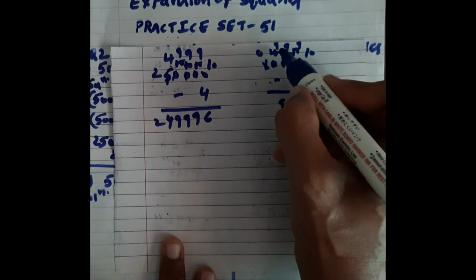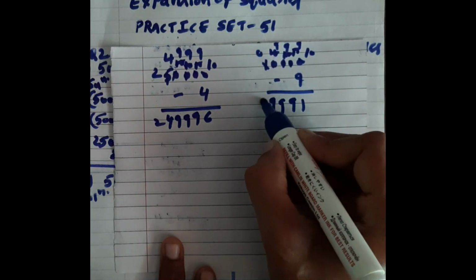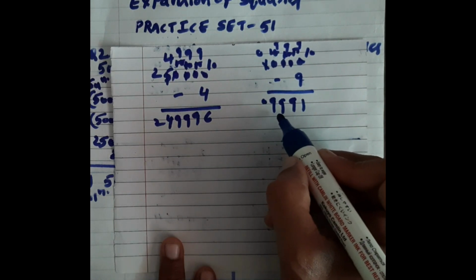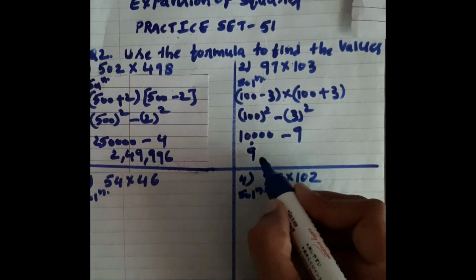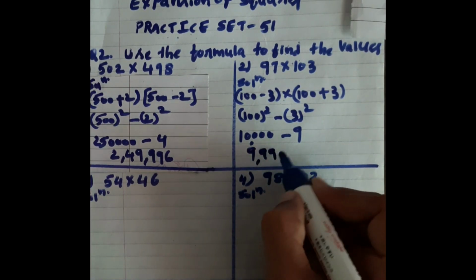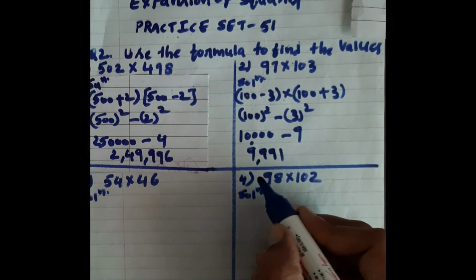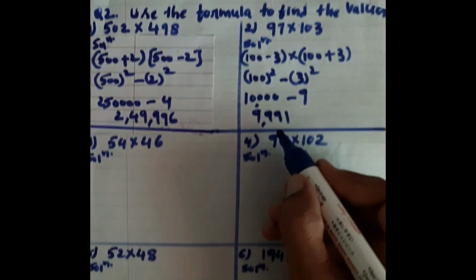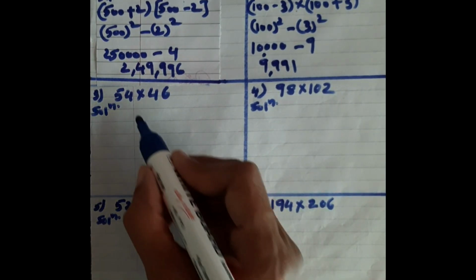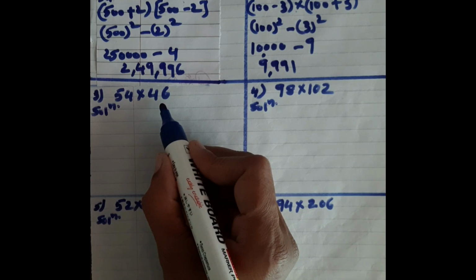Again 9 is there, no number is there. Again 9 is there, no number is there. So here 0 is there, 0 we will put. So we got the answer over here, 9,991. 97 into 103 value is 9,991. Next question, 54 into 46.